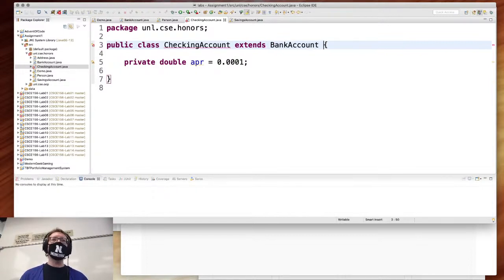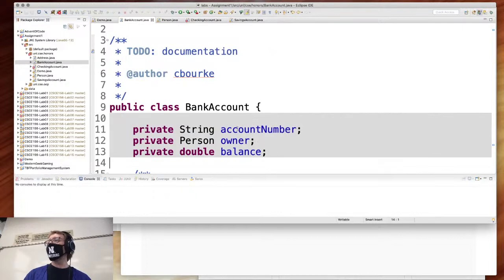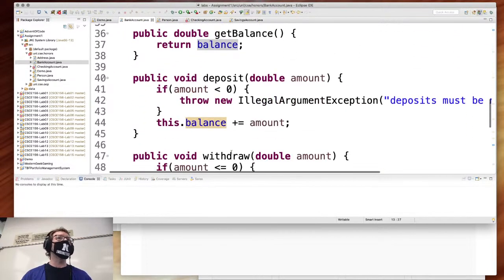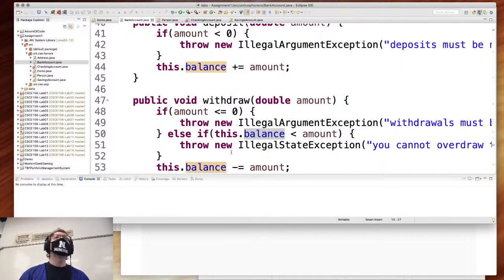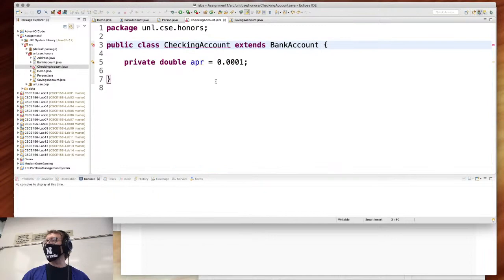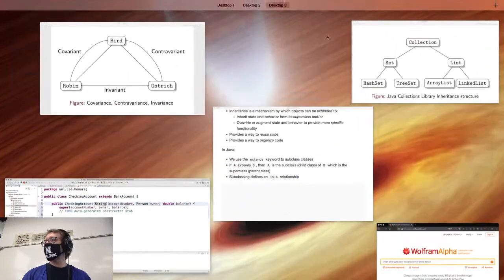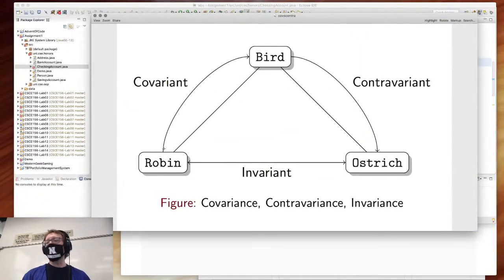Now by doing that, there's an error here that we'll get to in a second, but by doing that, all of this stuff up here in the bank account, the account number, owner, balance, as well as all of the behavior, is inherited by the subclass. Right? Now let's fix that before we move on. What's it complaining about? I need to add a constructor. Right? Because to create a robin, you need to create its bird aspects.